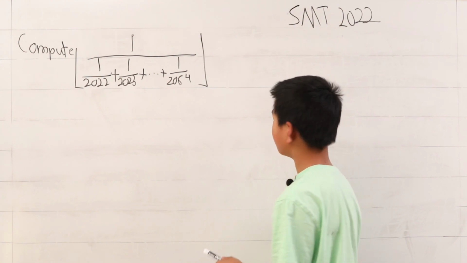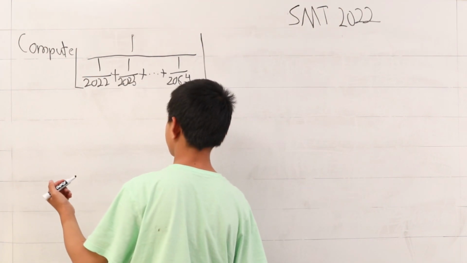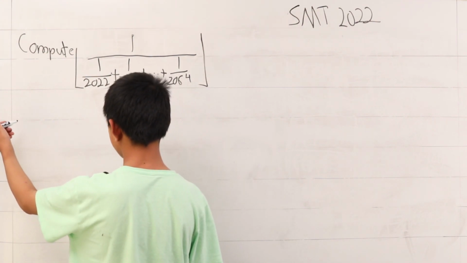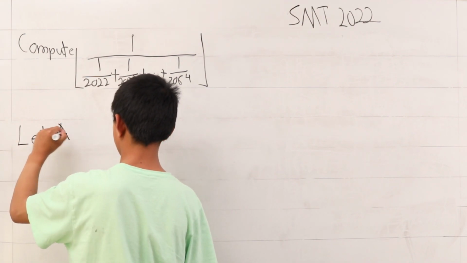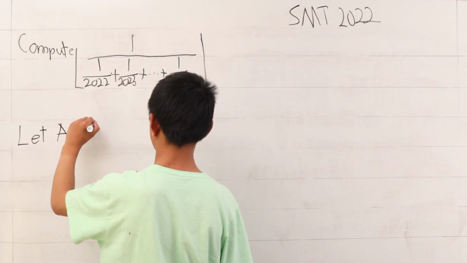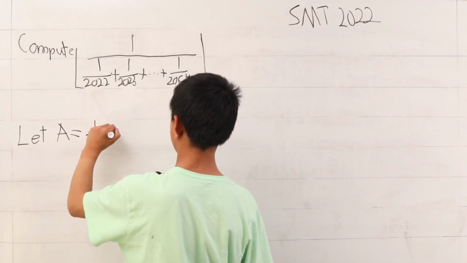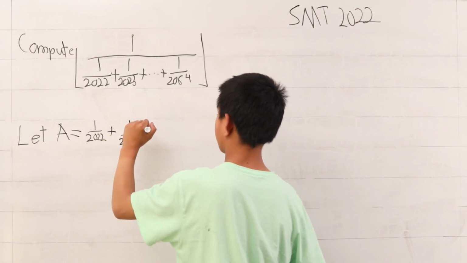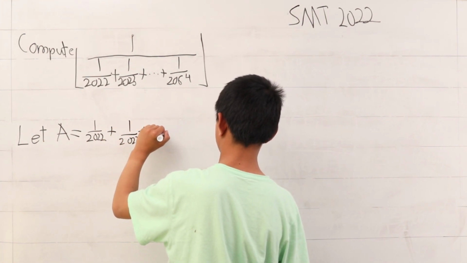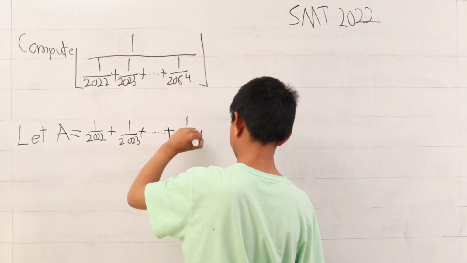We have to make this thing a lot easier to read, so the first thing to do, as a lot of you might have guessed, is substitution. So we let A be this expression on the bottom: 1 over 2022 plus 1 over 2023 plus dot dot dot all the way until 1 over 2064.